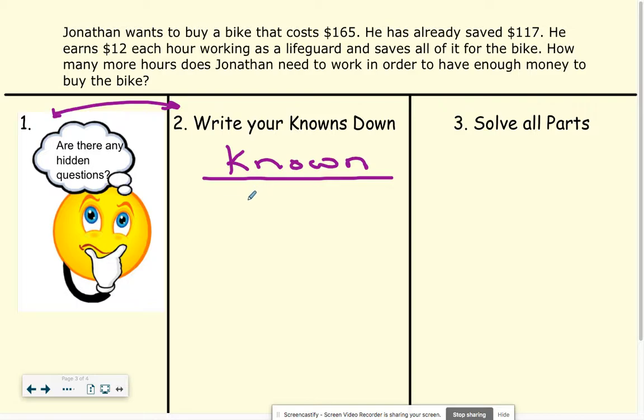So he wants to buy a bike that costs $165. He has already saved $117. And he works and he earns $12 per hour.